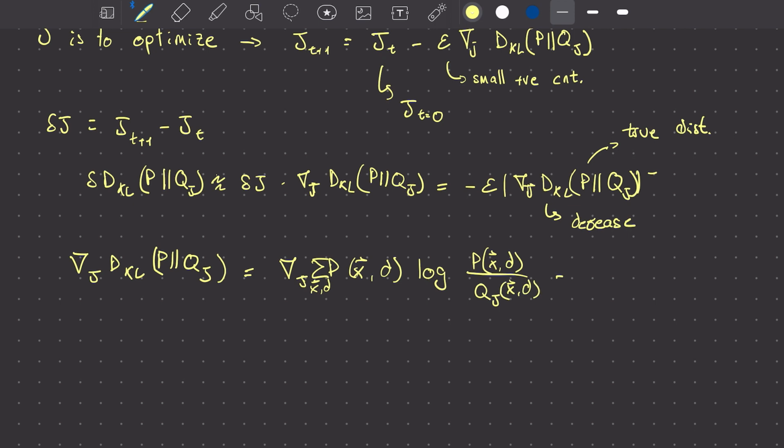Okay, and this, we can just move the gradient into the sum. We're going to end up getting the sum over x and d of the distribution times the gradient of the logarithm. I'm going to try to fit this in here. A bit tight, but it's here. Let's put that into parentheses. Hopefully you understand what it says there.